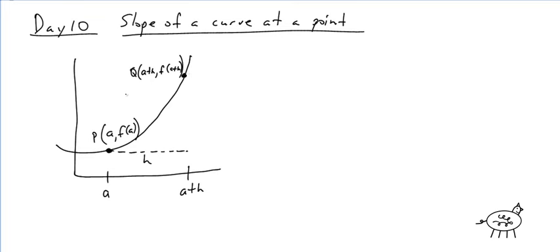All right, this function is actually y equals f of x, just some function. So again, that distance is H, this distance right here. That's just subtracting the y values, so it's f of A plus H minus f of A.